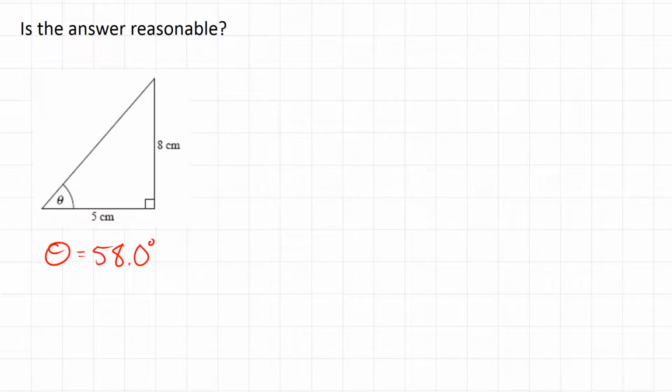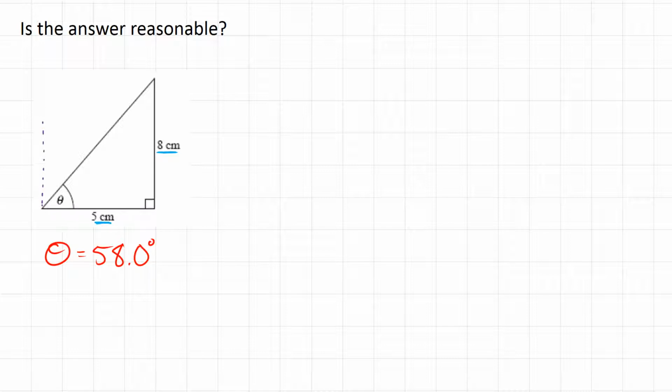When we used sine, cosine, and tan to calculate the unknown side lengths of triangles, we were able to use the diagram to figure out if those side lengths were reasonable answers for that triangle. We can do the same thing when we calculate angles. So as long as our diagram looks pretty good, and I'd say it does, the 8 centimeter side is a little bit longer than the 5 centimeter side, but it's not too much longer. So that means that the diagram should give us a reasonable estimate of how big the angle should be.